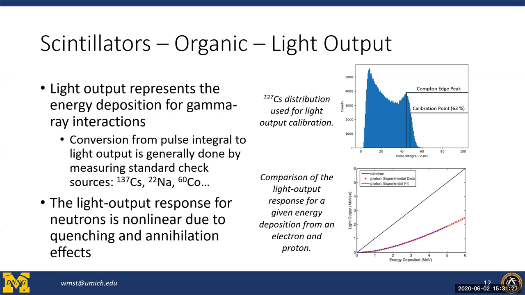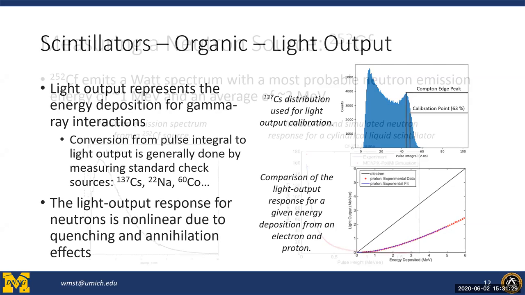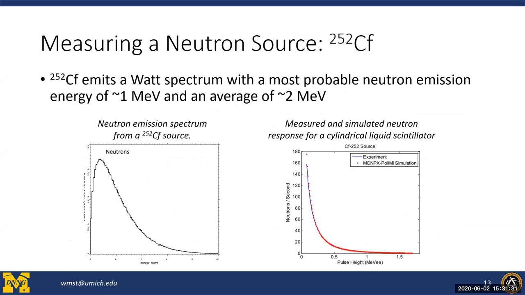But now that we've done this and we see how this is done, we can start to look at some kinds of detector responses. So for instance, what would be the neutron detector response for a californium-252 source? As I mentioned, this is a very common spontaneous fission source that is used in laboratories. So what would be our response? Californium-252 gives off a Watt spectrum with a most probable neutron energy of about 1 MeV, and an average neutron energy of just about 2 MeV.